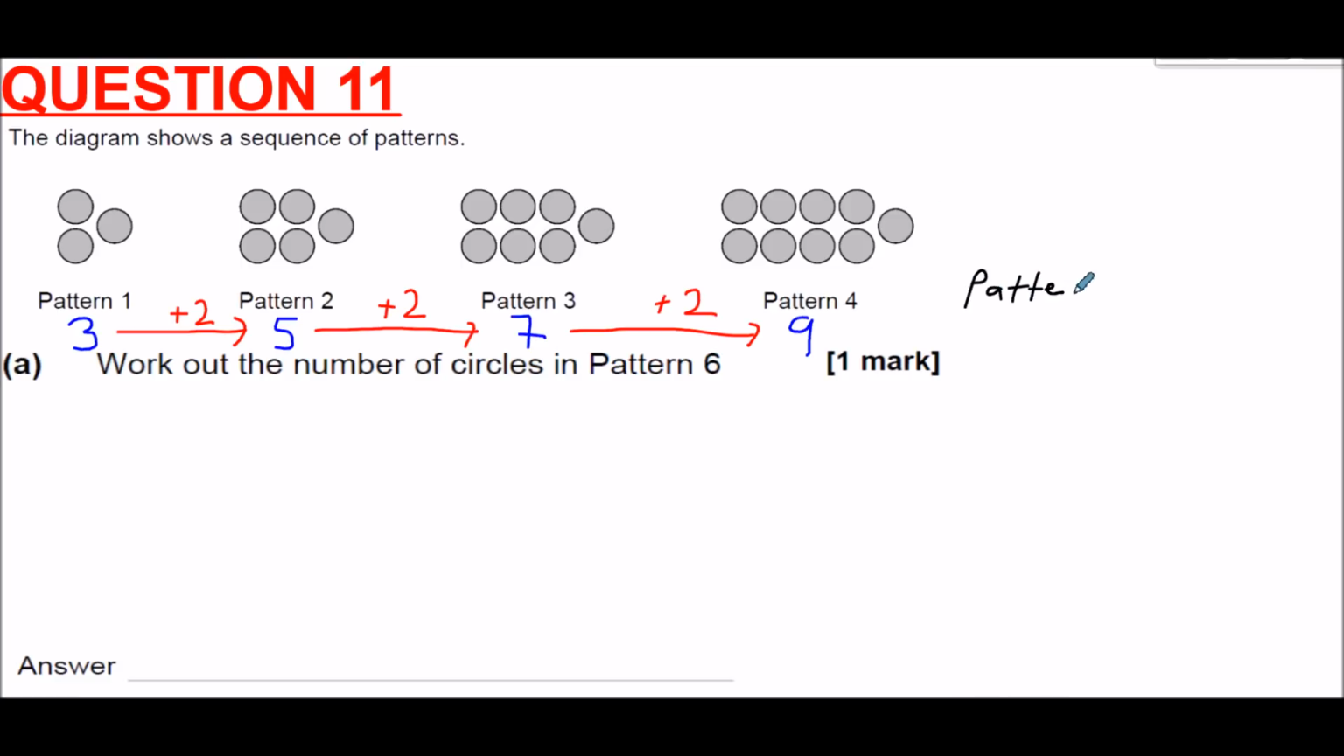So we can just count the pattern for pattern number 5 and pattern number 6. 3, 5, 7, 9. The next one will be 11, and after 11 we'll have 13. So the numbers, importantly, are going up in 2s. That's what we need to notice. Fairly straightforward, really. Pattern number 6 will have 13. So we just write that down for our answer to part A.